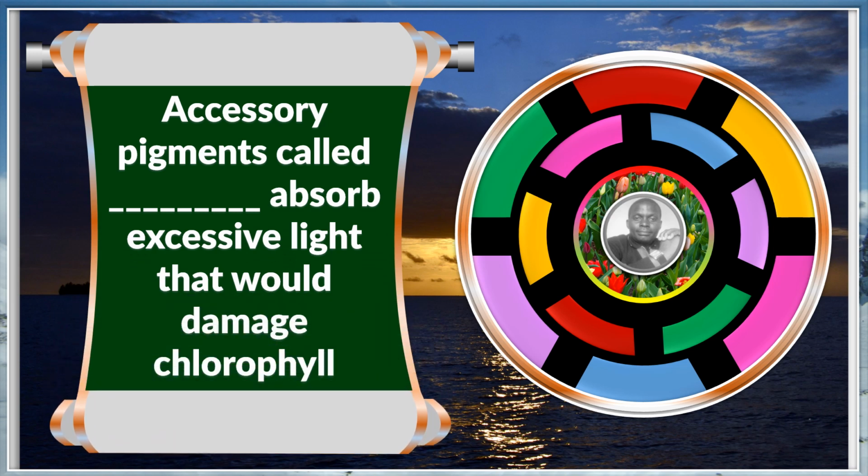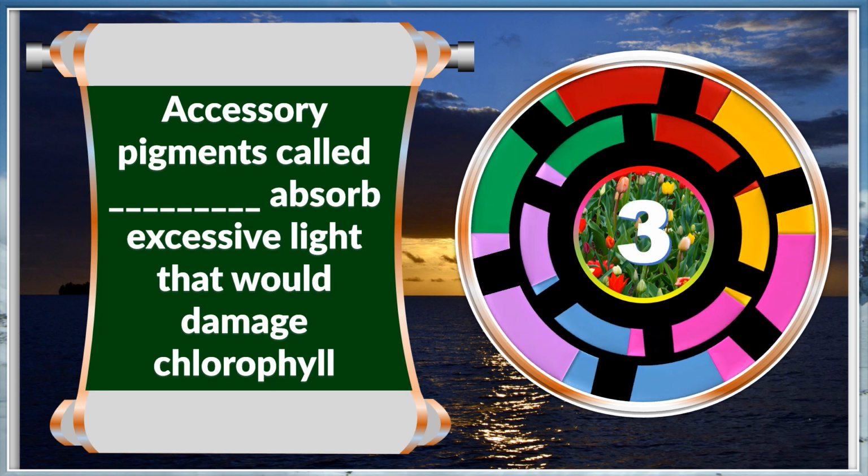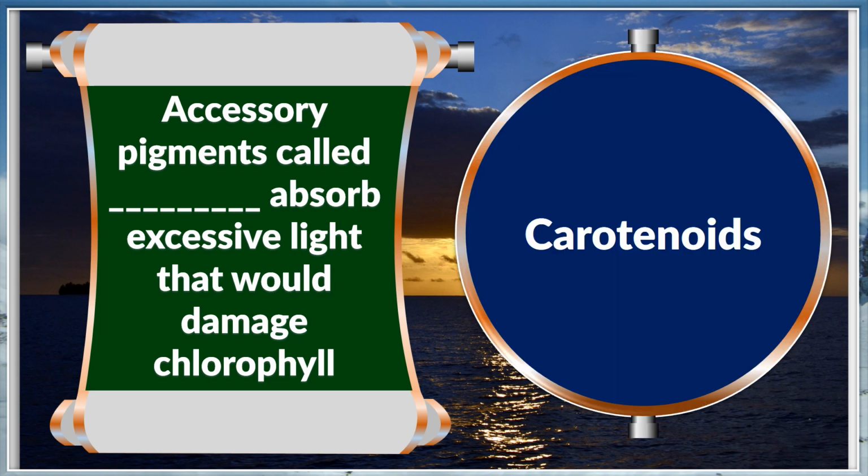Accessory pigments called dash absorb excessive light that would damage chlorophyll. Carotenoids.